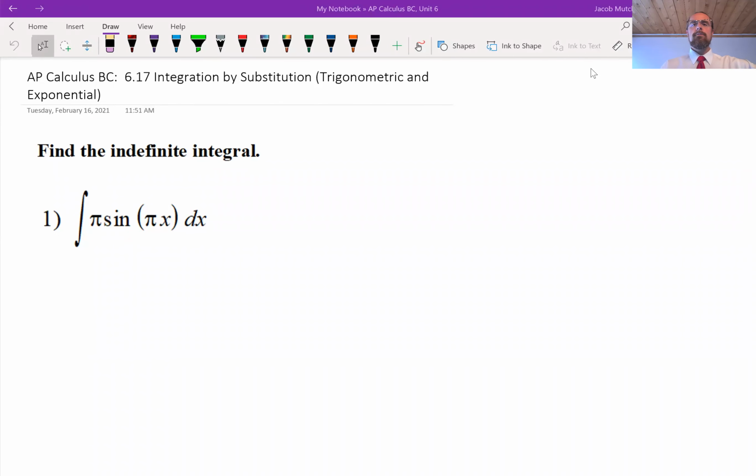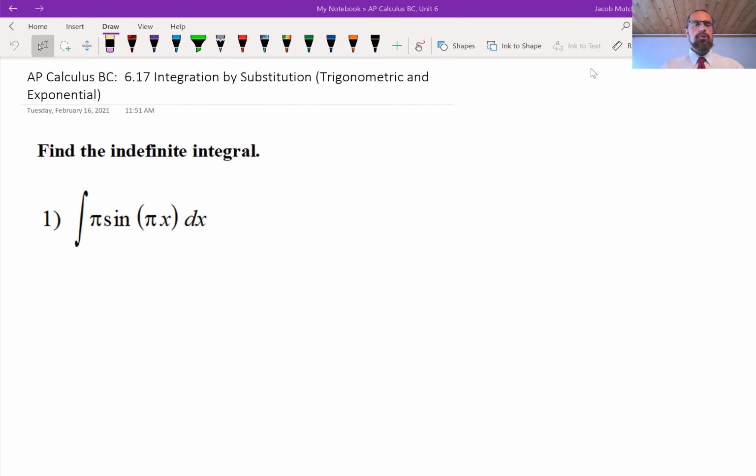Welcome to Calculus. Today we will investigate integration by substitution with trigonometric and exponential integrands. We'll take a look at 4 examples. Our first example is the indefinite integral of pi sine of pi x dx.